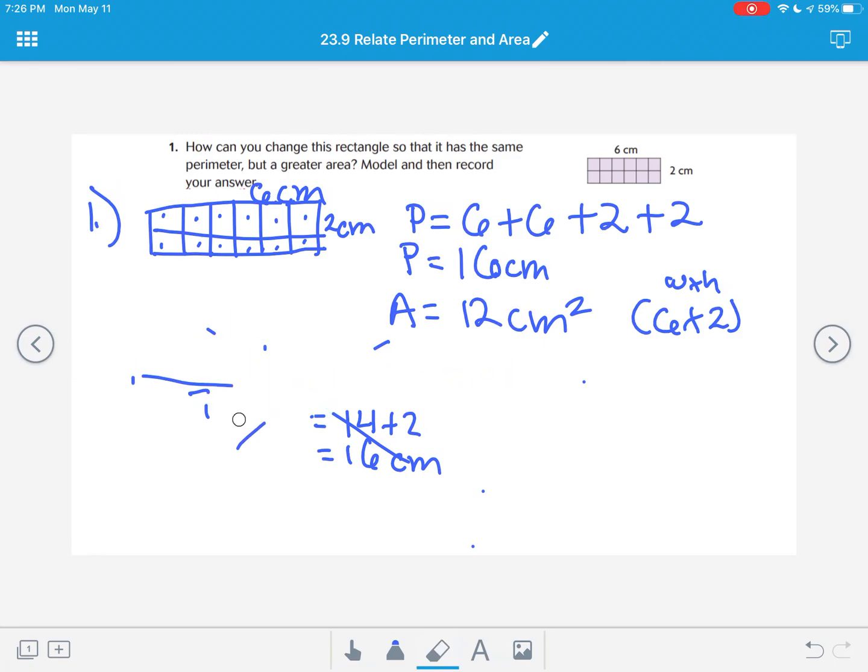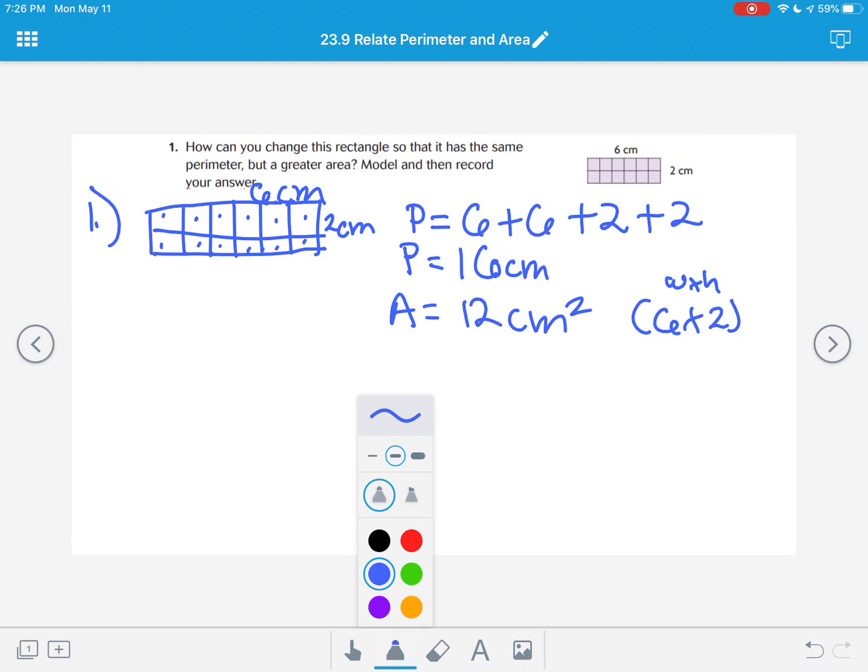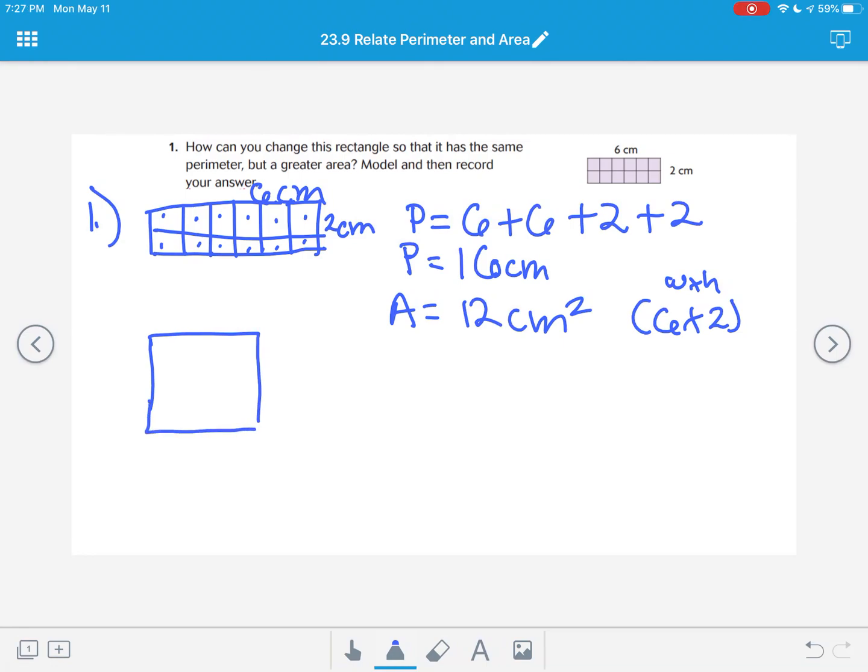Let's try something different. So making it longer and skinnier did not work. Let me try making it a larger rectangle that's a little bit wider. So instead, let's even try, what if we make this into a square? So I'll make each side be 4 centimeters long. I know that 4 times 4 is 16.